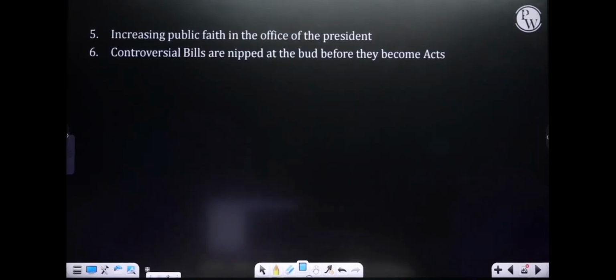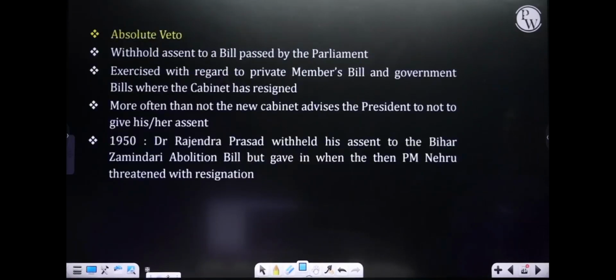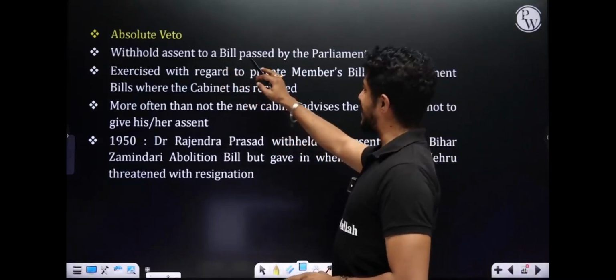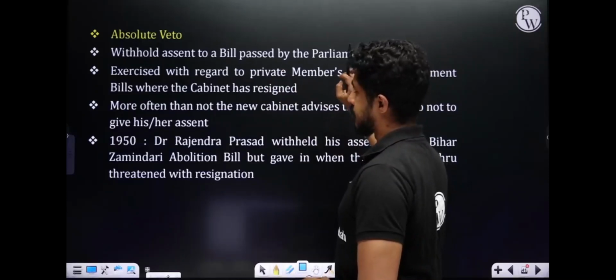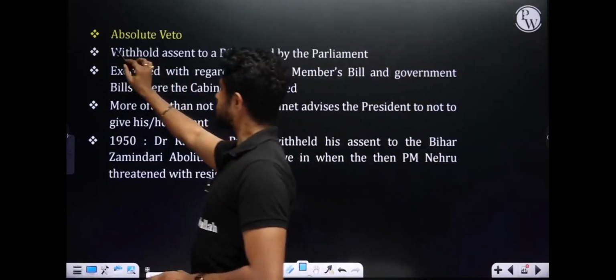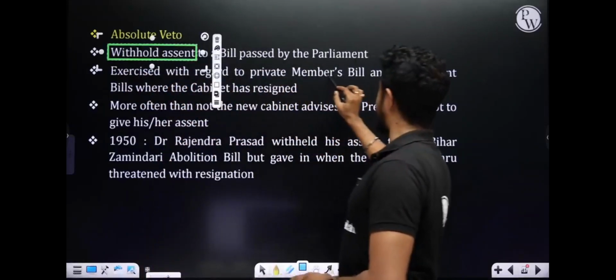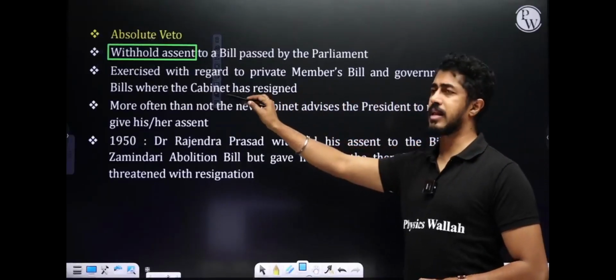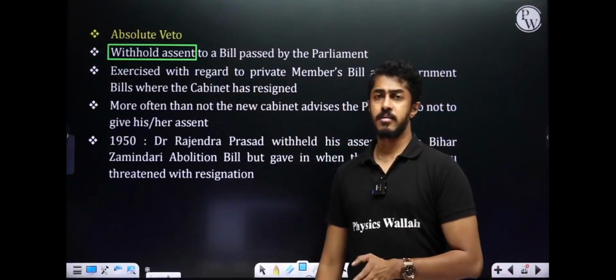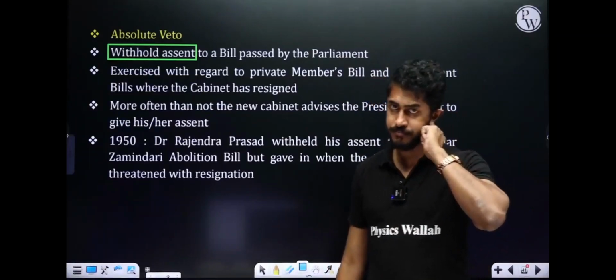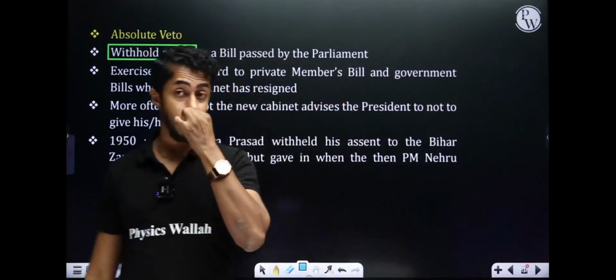All right. So, absolute veto. Withhold assent to a bill passed by the parliament. Exercised with regard to a private member's bill and government bills where the cabinet has resigned. Private member means somebody who is not a minister. That is what it simply means. Somebody who is not a minister.